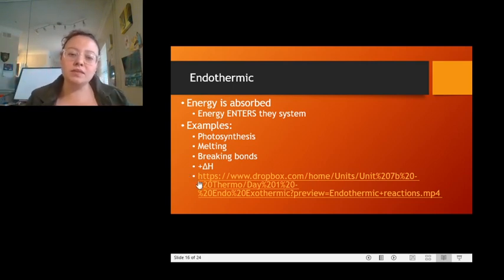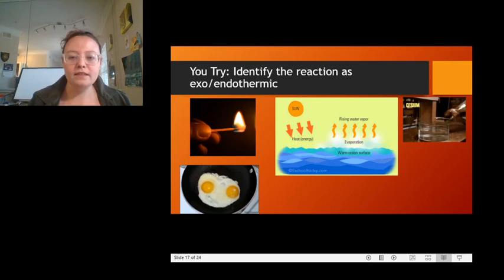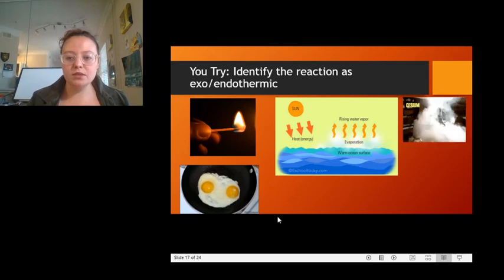I'm not sure if this link works. You can try it if you want. If not, you can just type into YouTube endothermic reactions and there will be a couple of options for you to watch. Take a minute. Identify the exo and endothermic reactions in these images.